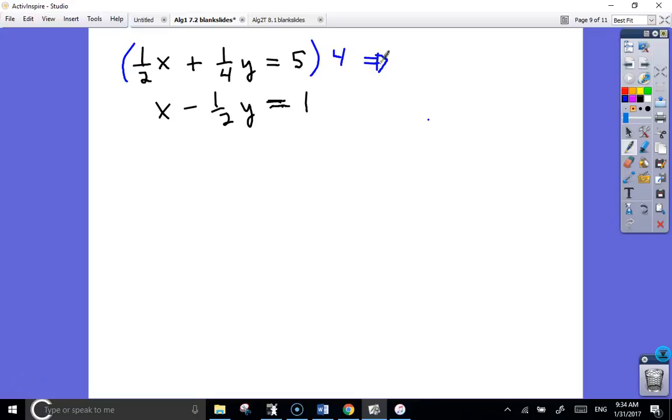Right, so you're looking to multiply by a number that's big enough that it cancels all the denominators. Like, what is 4 times 1/2? 2x. What is 4 times 1/4? 1. So it's just plus y. And then what is 4 times 5? 20. Okay, what do I need to multiply the second equation by to get rid of the denominator there?